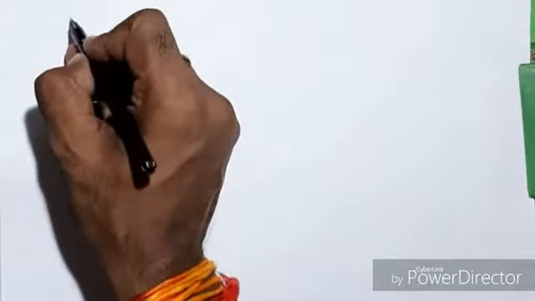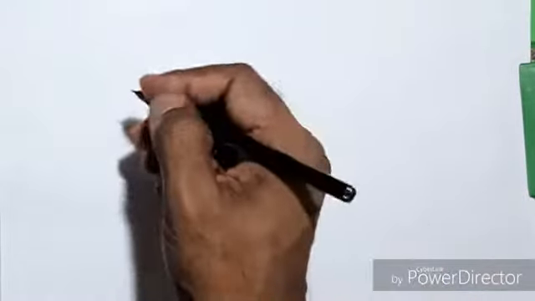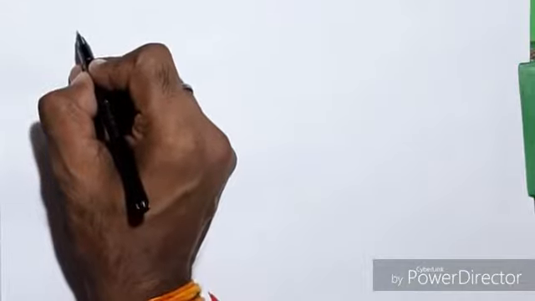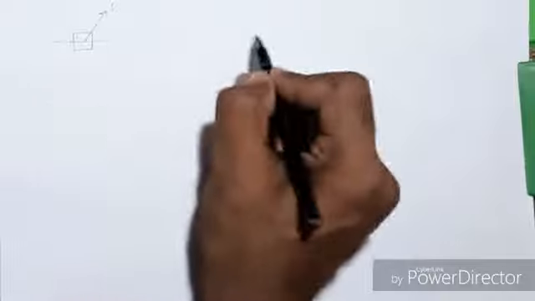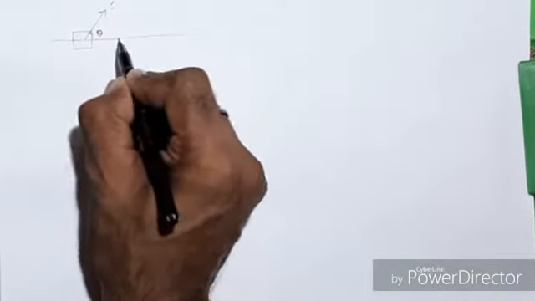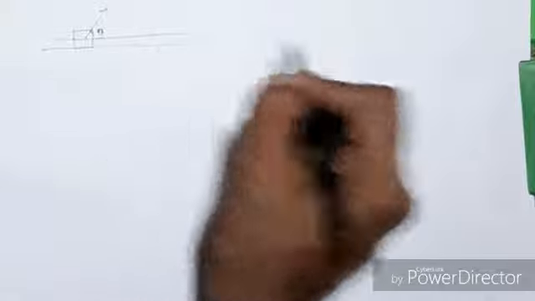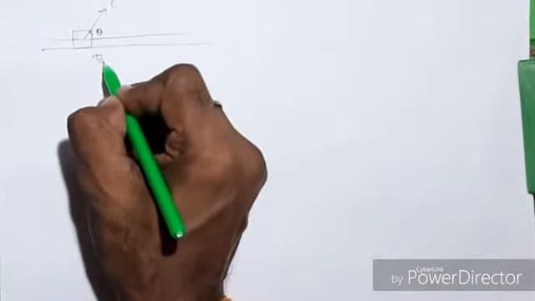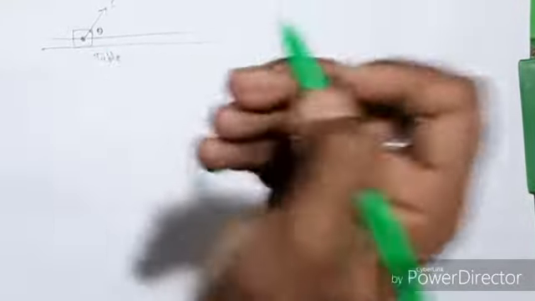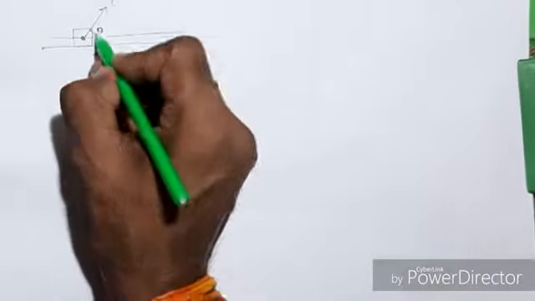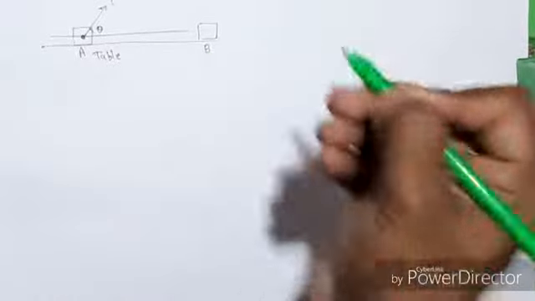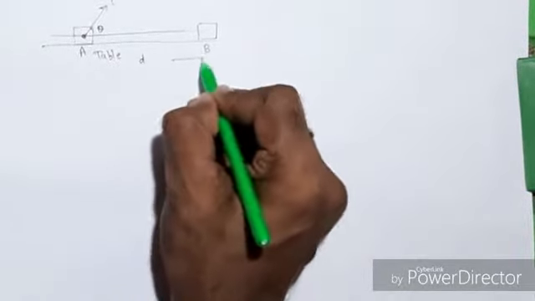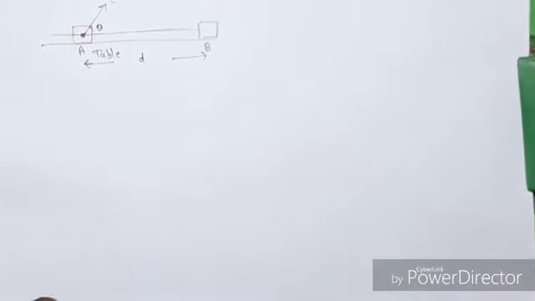Now we consider a new situation. If there is some angle between the force and the displacement, for example, if we are applying the force at some angle theta, and suppose this is a table, and on the table a body of mass m is placed over here. It is the initial position A and B is the final position, and the displacement on the table due to this force is D.